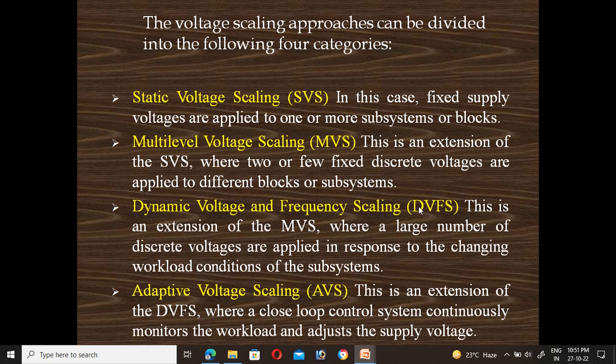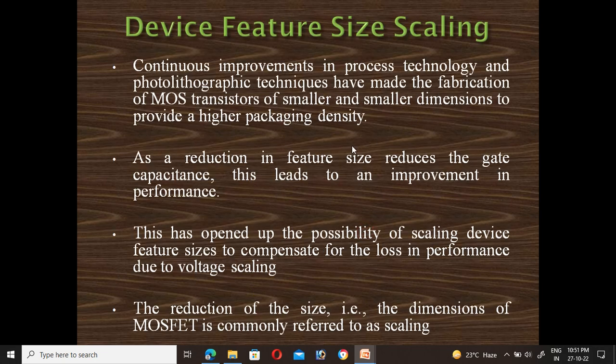The last one is adaptive voltage scaling. This is an extension of DVFS, where it is a closed loop control system. It continuously monitors the workload and adjusts the supply voltage depending upon the needs of the blocks or subsystems. That is the overall discussion regarding the introduction of this topic. In the next class, we will see device feature size scaling.